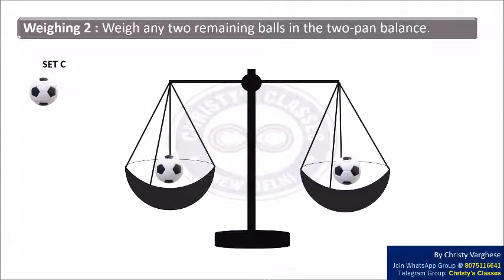Let us weigh any 2 balls in the two-pan balance. Suppose that they balance. Then the heavier ball is not in the balance. That is, the heavier ball is the ball which we do not weigh. So, in this case, the heavier ball is this ball.